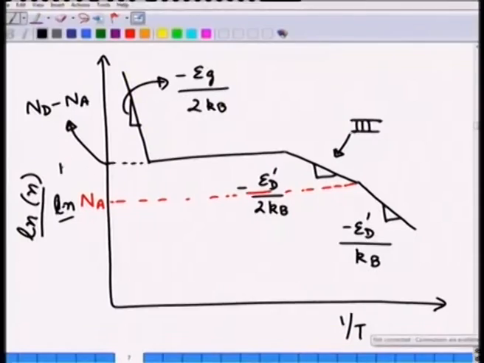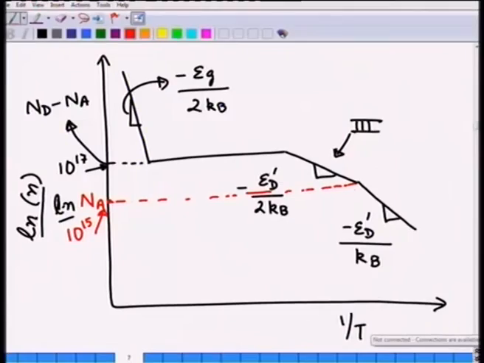Let us say this number is 10 to the power 17, and this number is equal to 10 to the power, let us say, 15. So then n starts becoming less than ND, of course, that means it becomes less than 10 to the power 17, but it continues to be greater than NA. Let us say it is of the order of 10 to the power 16, that means it is more than this quantity NA here.